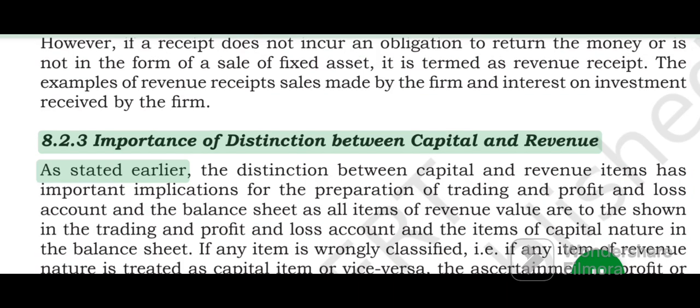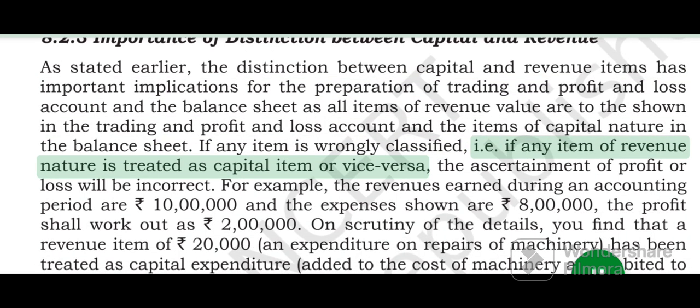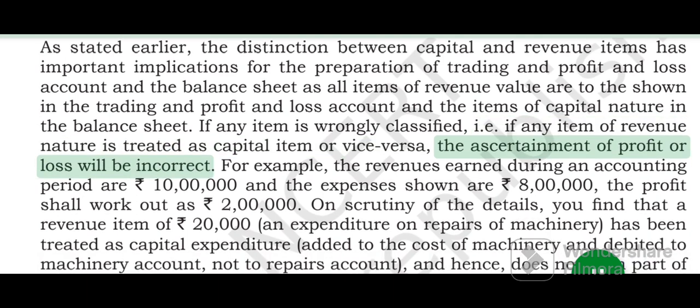8.2.3 Importance of distinction between capital and revenue. As stated earlier, the distinction between capital and revenue items has important implications for the preparation of the trading and profit and loss account and the balance sheet, as all items of revenue nature are to be shown in the trading and profit and loss account and the items of capital nature in the balance sheet. If any item is wrongly classified, i.e., if any item of revenue nature is treated as a capital item or vice versa, the ascertainment of profit or loss will be incorrect.